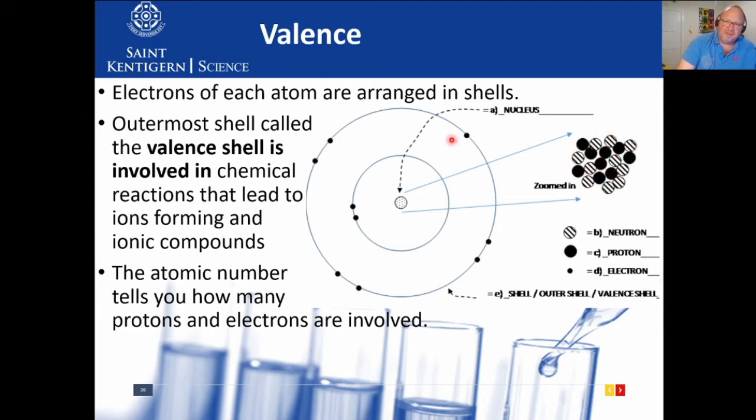And how many electrons? The electrons are the same as the protons unless it's an ion. So you can count them. 1, 2, 3, 4, 5, 6, 7, 8, 9.